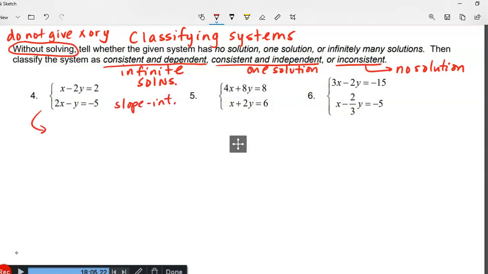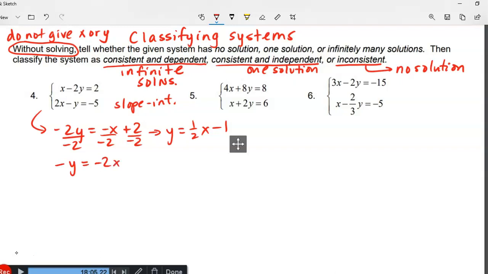Move a little quicker now. All right, so now I have negative 2y is equal to negative x plus 2, dividing by negative 2 to all your terms. So this top line is going to change to y equals positive 1/2 x minus 1. Okay, that's the top one. Now I'm going to go to this bottom one, and I have negative y is equal to negative 2x minus 5, divided by negative 1 to each term. So this becomes y is equal to positive 2x plus 5.